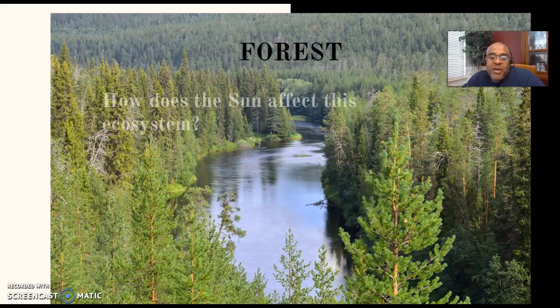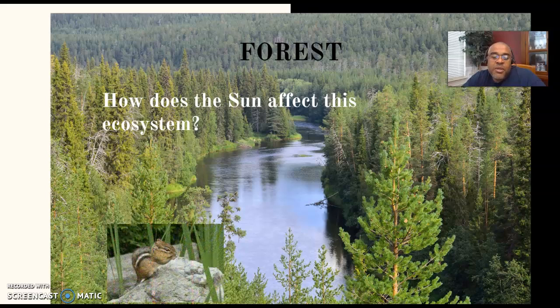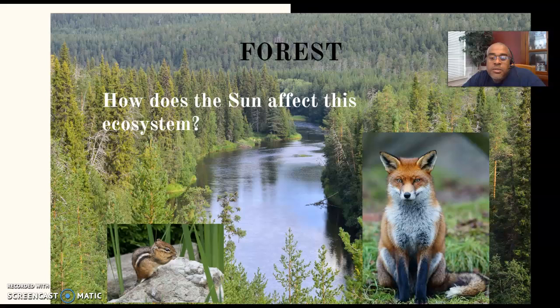That plant life is going to become food in this ecosystem for a chipmunk. Chipmunks will eat grasses, they will eat plants, yes, they'll eat some nuts, but they will feed on a vegetarian diet. Primary consumers. Secondary consumer, here's a fox. What do you think the fox is going to do to the chipmunk? Probably eat it. It's a secondary consumer.